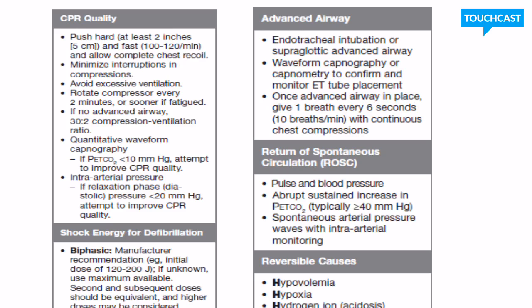After you intubate the patient, you must confirm placement, and you may use the waveform capnograph to monitor your ET tube placement. And once your ET tube is in place, give one breath every 6 seconds with continuous chest compression. Again, the rate should be between 100 to 120 per minute, and the depth is between 5 to 6 cm.